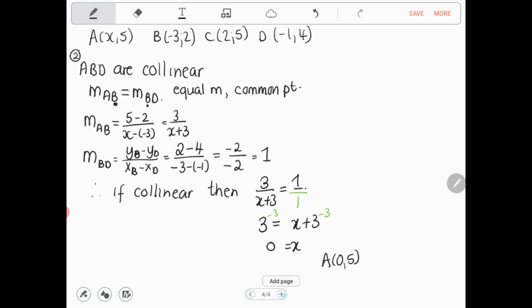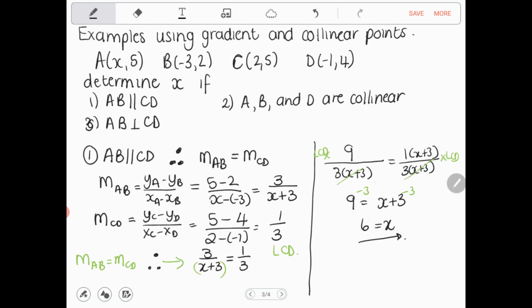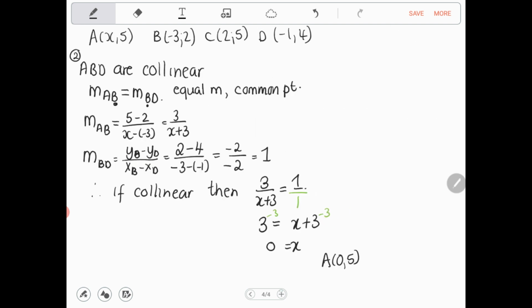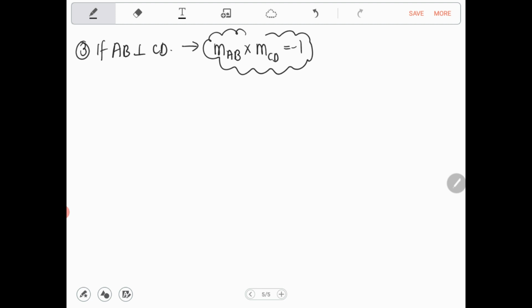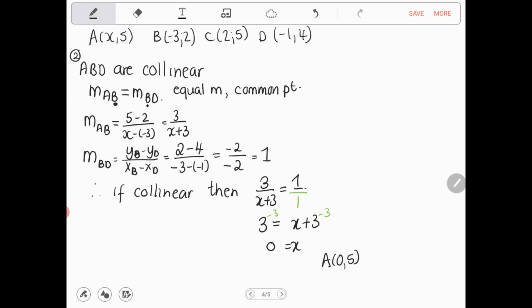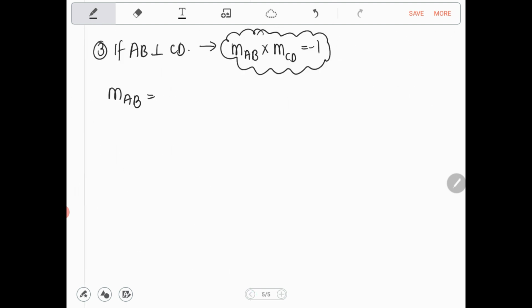Okay, the last one was if AB is perpendicular to CD. Okay, so number 3. If AB is perpendicular to CD, what do we know about gradients that are perpendicular? That means the gradient of AB times the gradient of CD has to be equal to -1. That's what we know about perpendicular lines. Okay, so what was the gradient of AB? Well, we've already worked it out, and it was 3 over x plus 3.